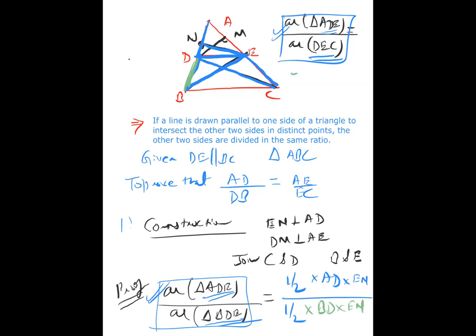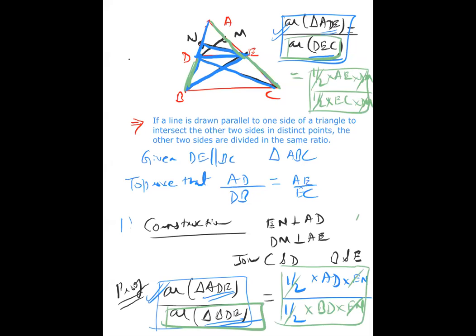Likewise, if you see here, half into base, we can take the base as AE, and DM as the height, and half into base we can take as EC. This EC is the base, and DM is the height again. Now these two will get cancelled. Now you know that BDE and DEC are equal. Therefore these two ratios are equal.